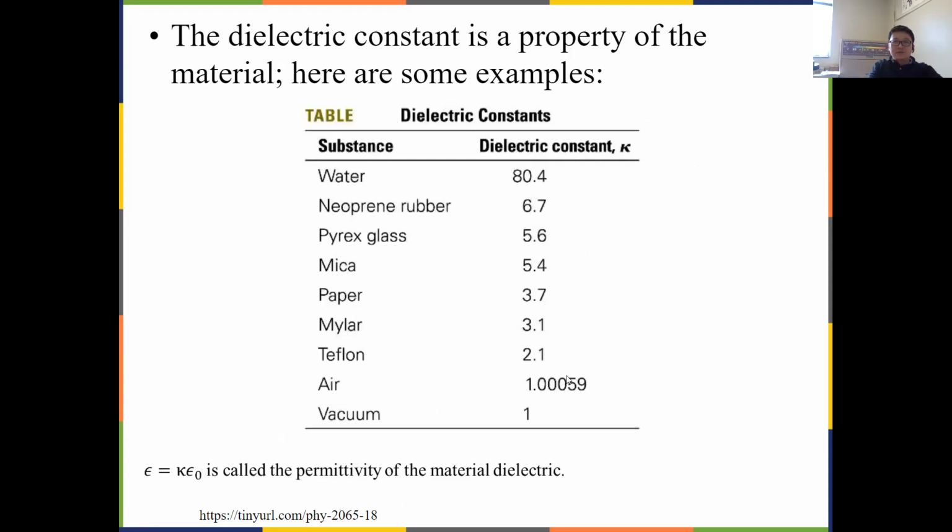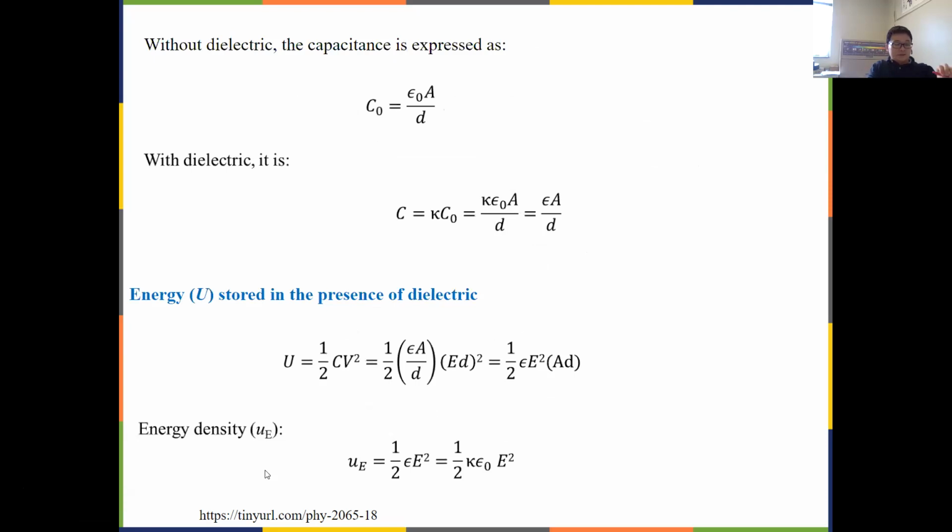So some common dielectric constants for materials are listed here. Water is 80.4, mica 40.4, air about 1, vacuum is about 1. Okay, so epsilon naught is the permittivity of vacuum. So the permittivity for the material should be just kappa times epsilon naught. Okay. So without a dielectric, we know capacitance is equal to epsilon naught times A over D, but with a dielectric, that is increased by kappa, or just the permittivity of the material times A divided by D, okay?